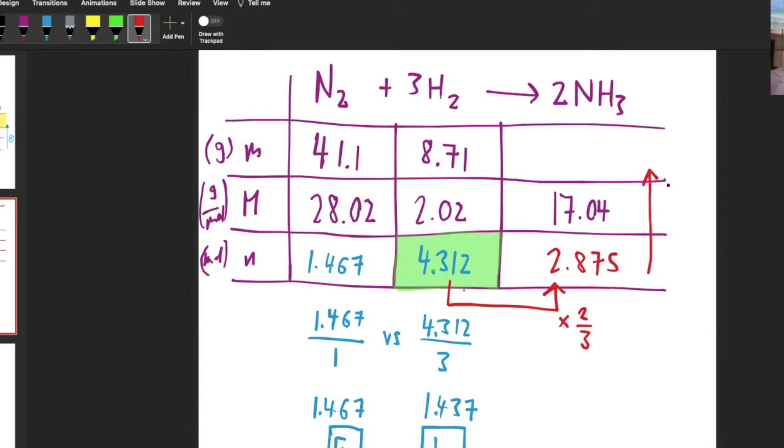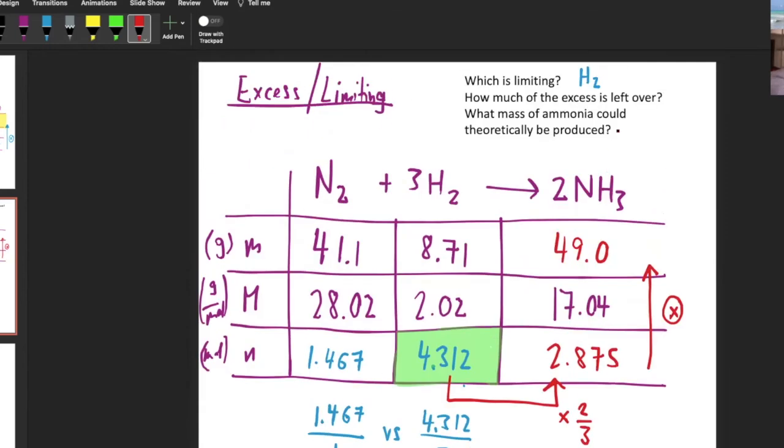And then guess what? You go up the table. Because whatever you multiplied to go up the table, you knew that already. So we multiply 2.875 times 17.04. What do you get? I got 48.9. Can you confirm? Yes, 48.99. Sorry, I typed something wrong on my calculator. So 49.0. So the answer to this question, if you round, is 49.0 grams.